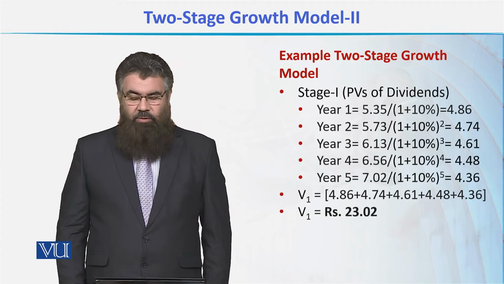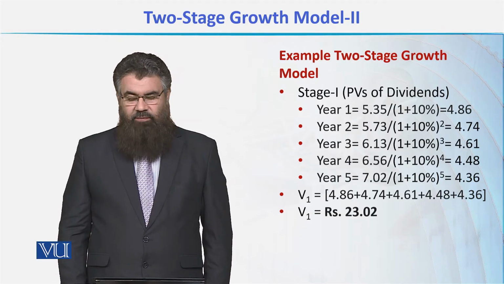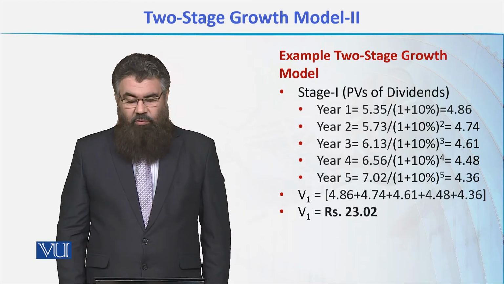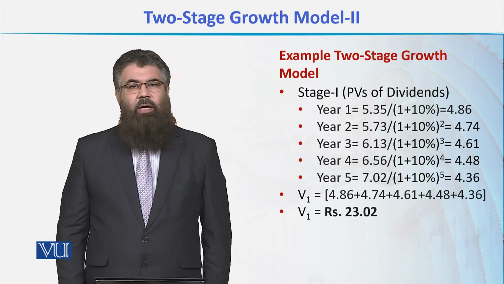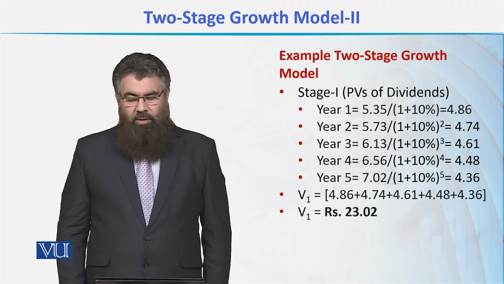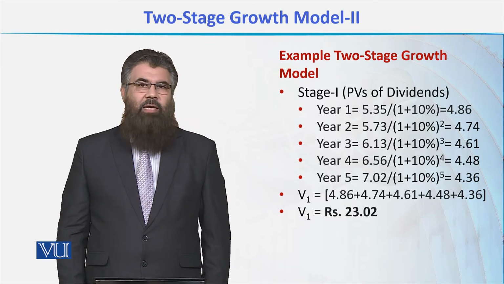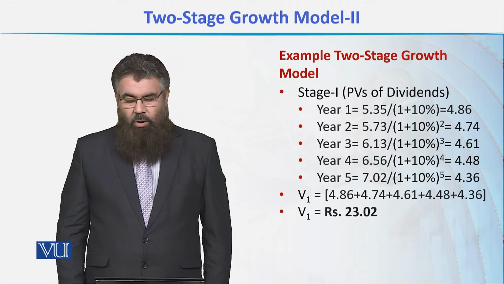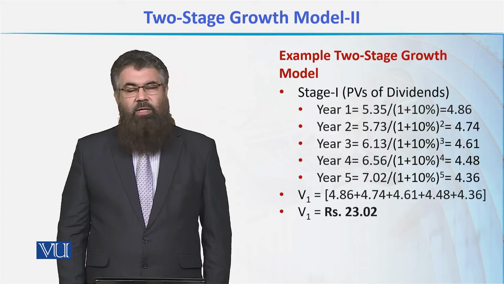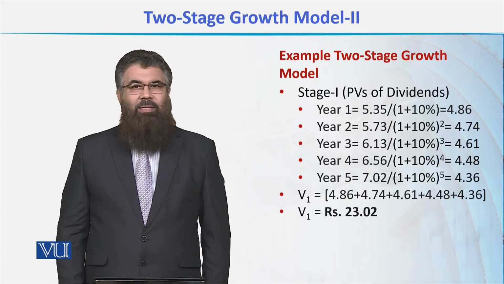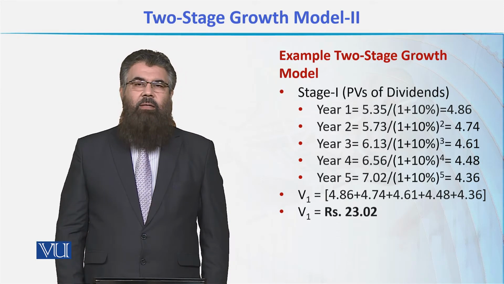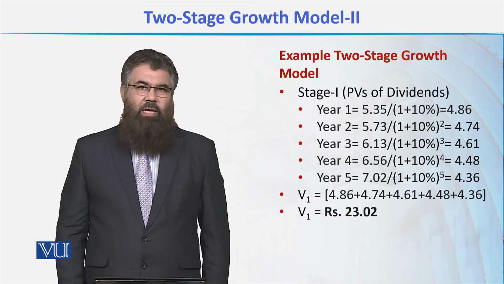So when we'll discount the first year's dividend 5.35 at 10%, we get a value of 4.86. And when we discount the second year's dividend, we get the value 4.74. And likewise, we'll calculate all the values of 5 years dividends. All these present values of 5 years dividends are then added together. These are summed up in order to get the intrinsic value of the first stage of stock valuation.